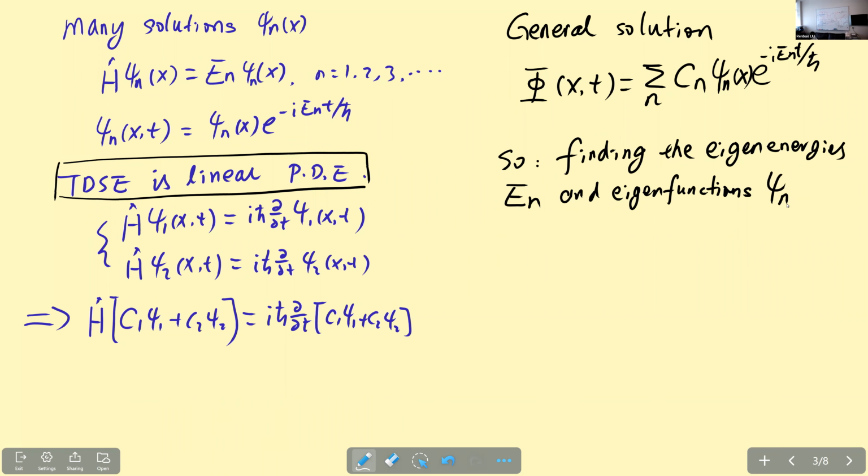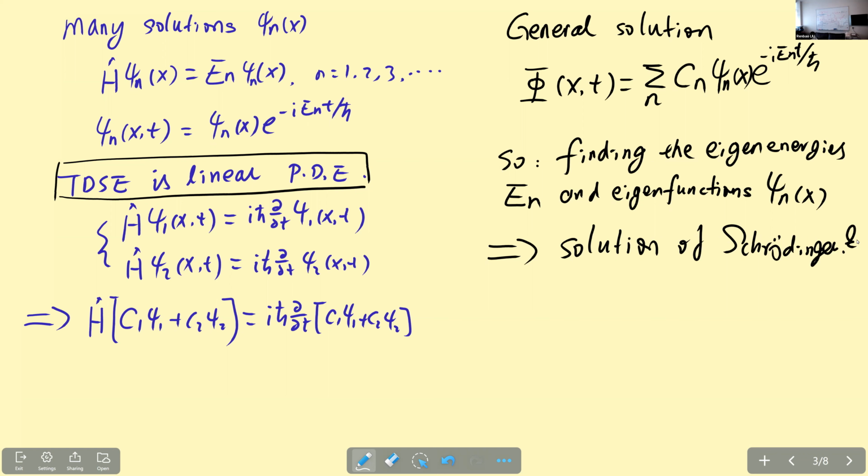And the psi_m leads to the solution of the Schrodinger equation, right? Okay. So that means as long as you found all the eigenvalues and the eigenfunctions, you actually solve the problem. Okay. So this is what we have.